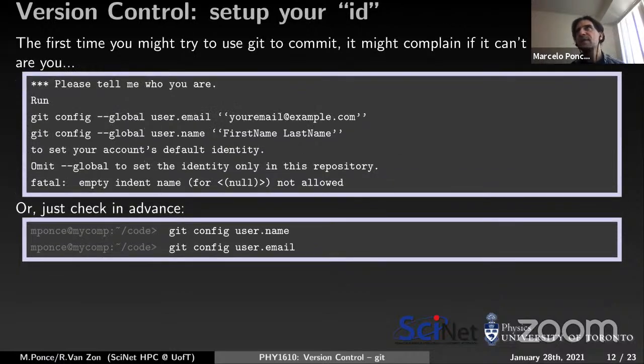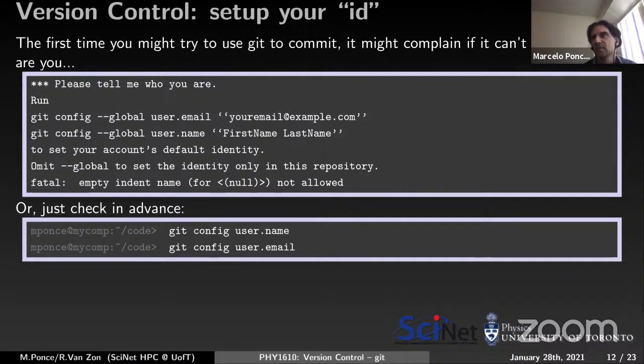So the second thing that may happen, and this will happen the first time that we try to commit something, is that Git, because Git wants to keep track of who did what and when, will ask you to identify yourself. So the first time, if you are not identified in the system, this won't happen on Niagara, I believe, because it has the usernames. But on your computer, it may happen.